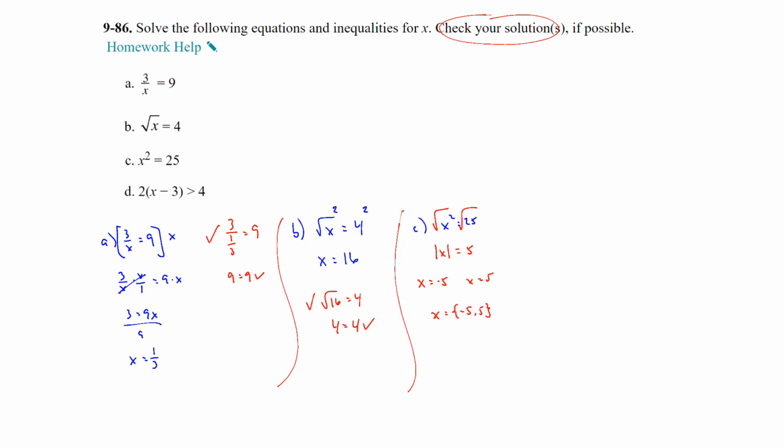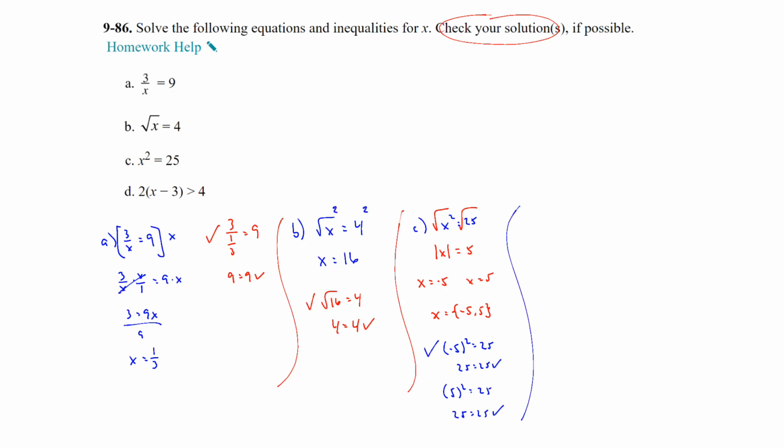And we can check that by plugging both of those in. If I plug in -5 and I square it, we get 25. So that checks out. And if I plug in 5 and square it, we get 25 also. So there's the check for both of those.